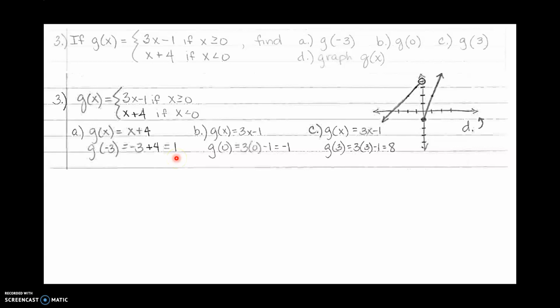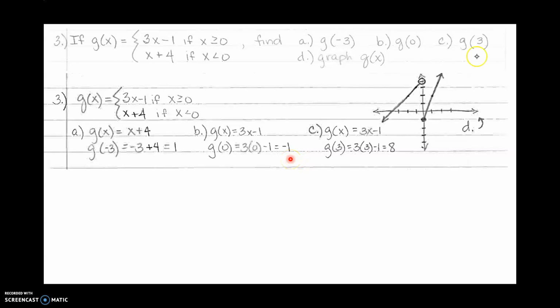All right, then they asked me to find g of 0. So I'm going to come over here and say, is x greater than or equal to 0? Yes, x equals 0. I couldn't use this down here. 0 is not less than 0. All right, so I'm going to use this top piece, which is 3x minus 1. So you can see for g of x, I'm going to use 3x minus 1, and I'm putting 0 in the place of x. So that would be 0 minus 1, or -1.